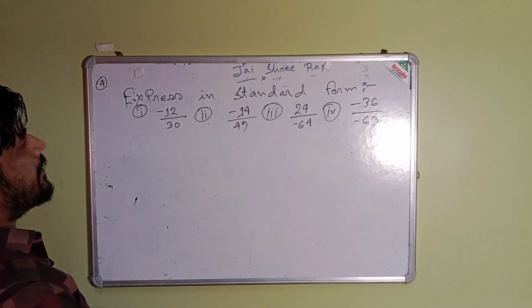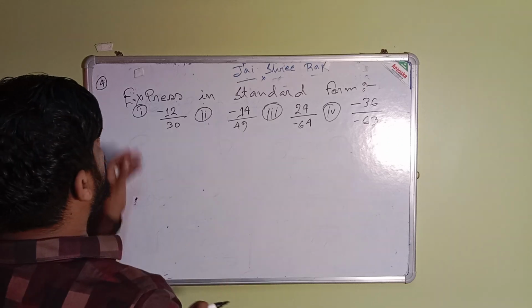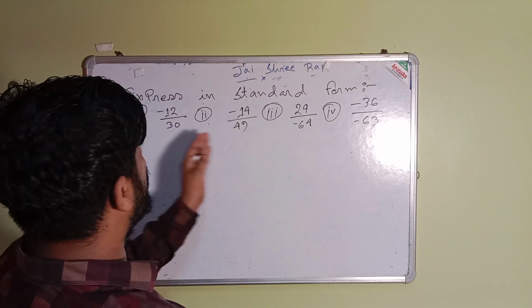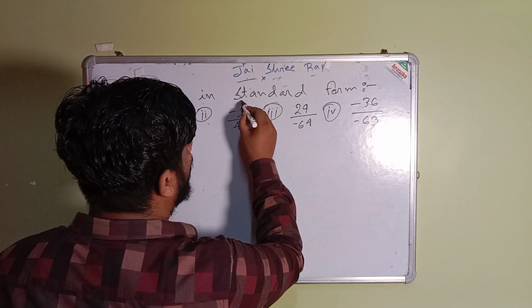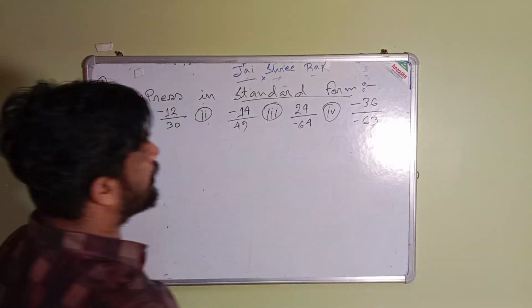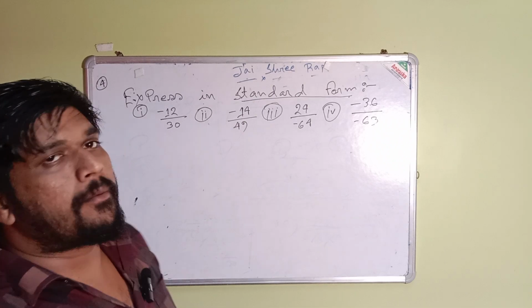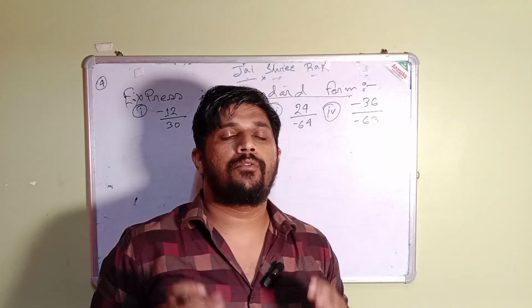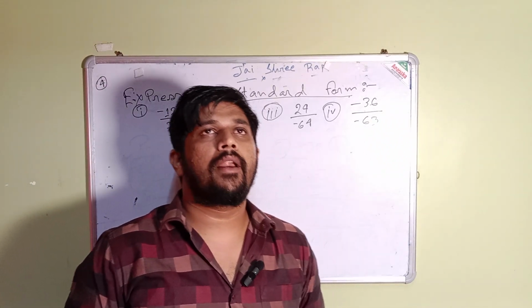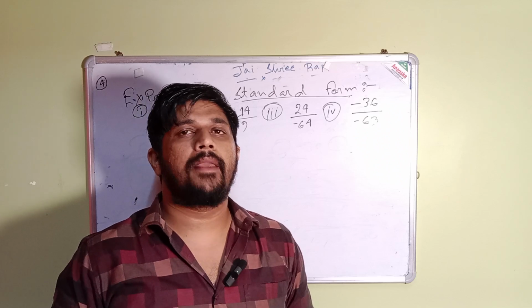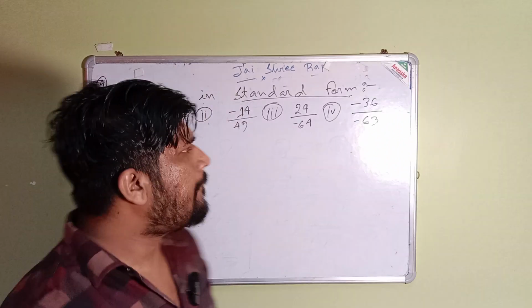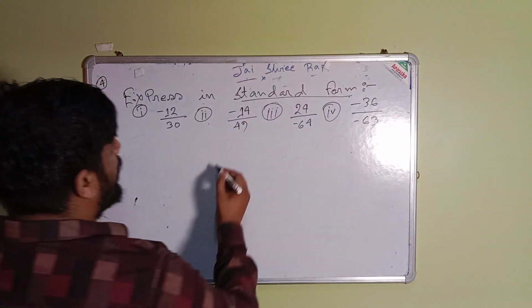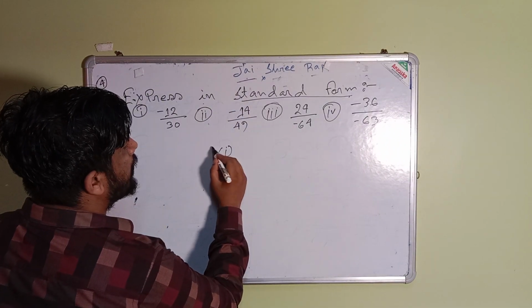Question number 4 is: express in standard form. That is the question, a total of 4 parts. So first, what is the meaning of standard form? The meaning of standard form is a number in the form a by b, where a and b have no common divisor except 1. Okay, so let's start with number 1 solution.